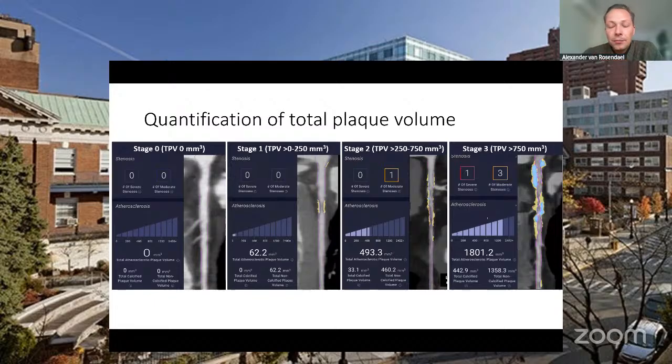You can do that, of course, by counting every plaque from all the 16 segments in the coronary tree. It's very time consuming and sometimes inaccurate.